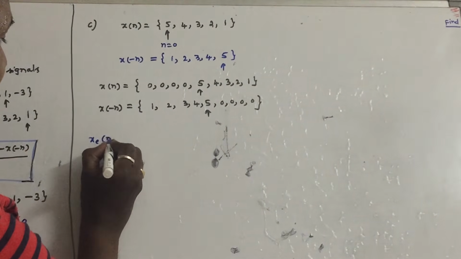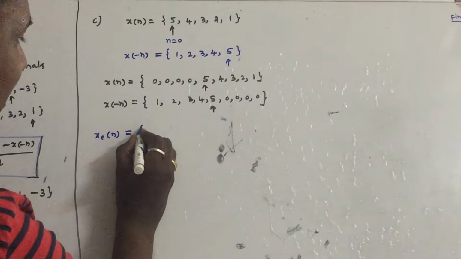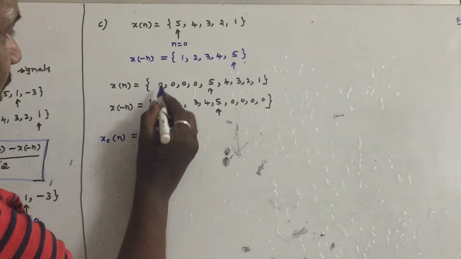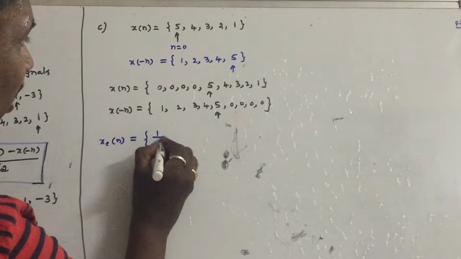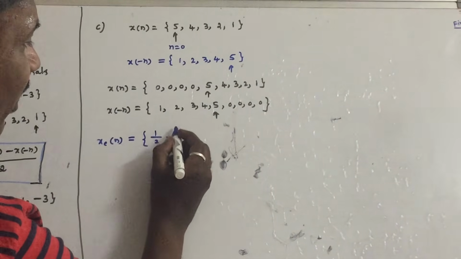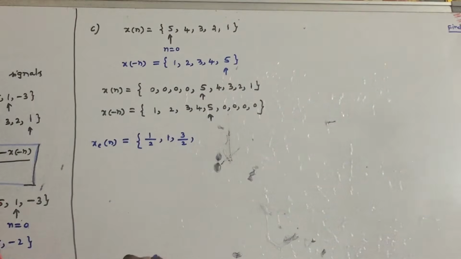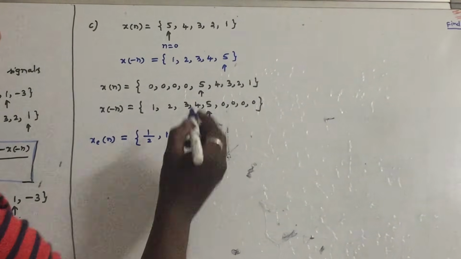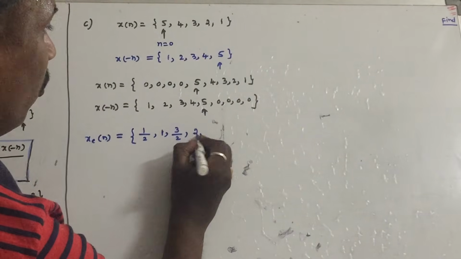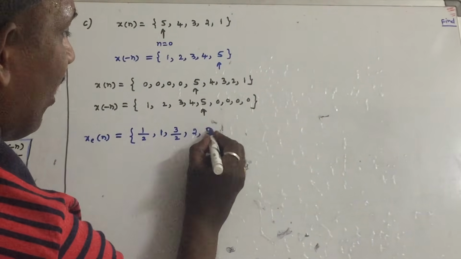So therefore xe of n is equal to x of n plus x of minus n by 2. 0 plus 1 by 2, it will become 1 by 2. 0 plus 2 divided by 2, it will become 1. 0 plus 3 by 2, it will become 3 by 2. 0 plus 4 by 2, it will become 2. 5 plus 5 divided by 2, it will become 5.